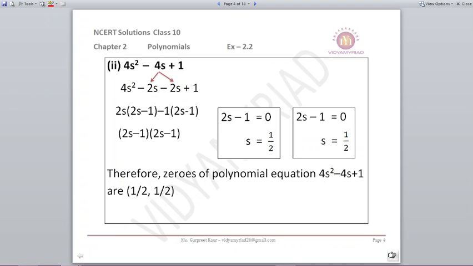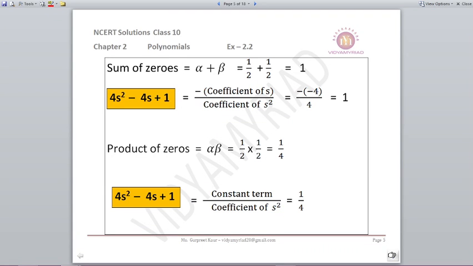Next, 4s square minus 4s plus 1. With the help of middle term splitting, we get (2s minus 1)(2s minus 1), where we get s equal to 1 upon 2. So 1 upon 2 and 1 upon 2 are the two zeros of the polynomial, which are alpha and beta. Now we represent the sum of zeros, alpha plus beta, that is half plus half, which gives us 1. In terms of coefficients, minus coefficient of s divided by coefficient of s square is 4 upon 4, which again comes out to be 1, and hence verified.